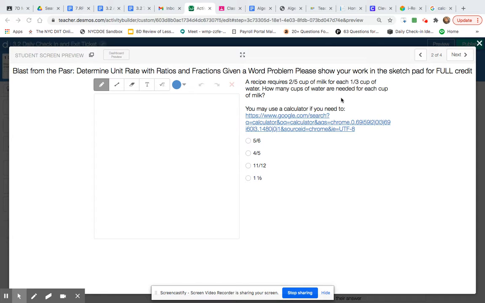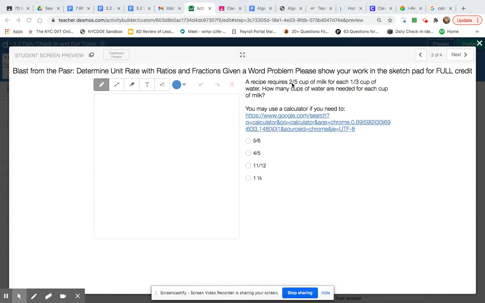So the question is telling us to figure out how many cups of water are needed for each cup of milk. Remember, guys, anytime we see the word each or per or average, we're talking about unit rate. When we're speaking of unit rate, we're finding the constant of proportionality, or we're trying to figure out when something is one. In this case, we need to figure out how many cups of water are needed for each, or 1 cup of milk.